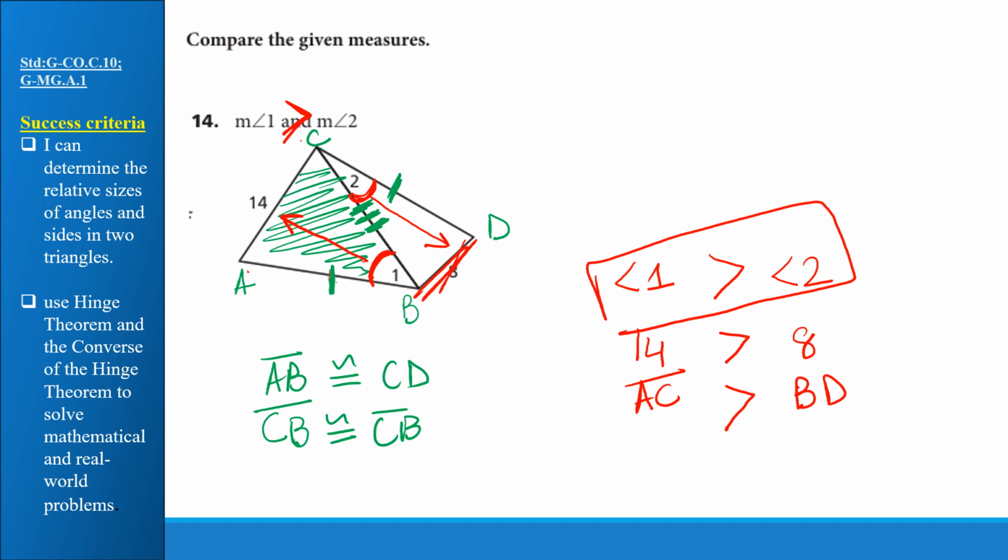So simple. By choosing the side lengths, you can conclude the measurements of the opposite or included angles.